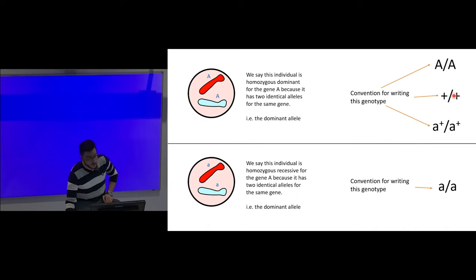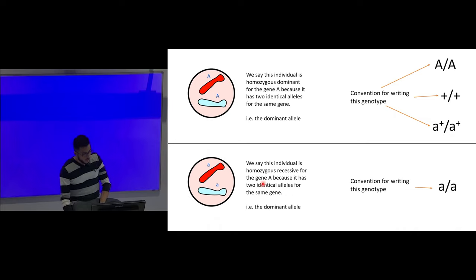You can also use plus plus, but this only works if you're working with single gene inheritance, because you can just, it works for other genes, okay? Because you'll know that the recessive will have a letter and then the wild type will be a plus, okay? So you can also use it for multiple genes. Or you can write it like this. All these mean the same thing.